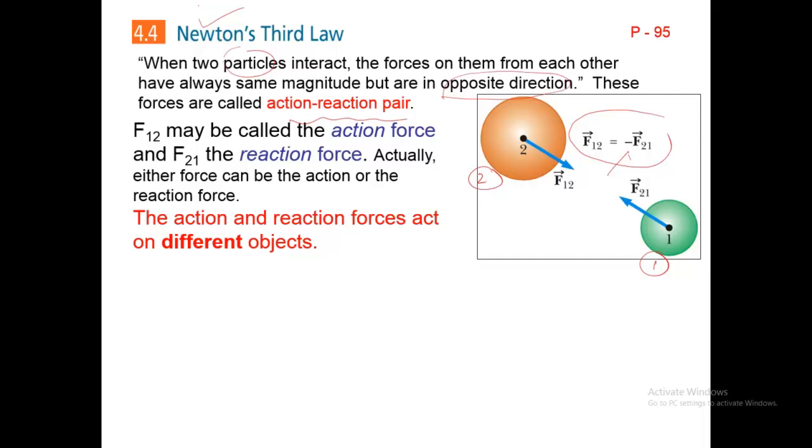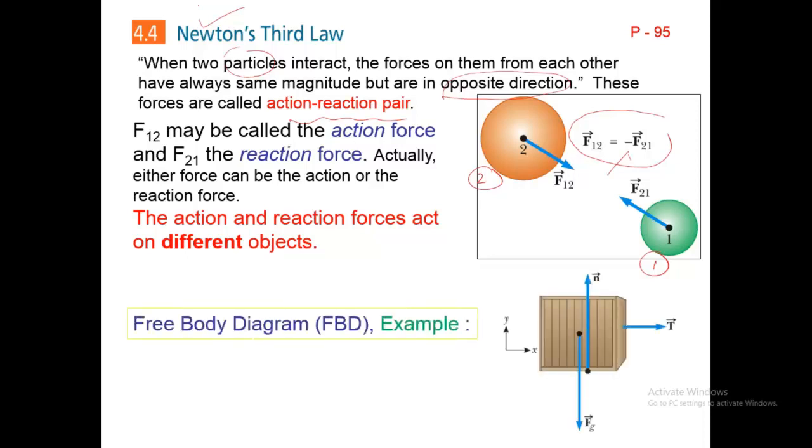So F12 may be called the action force and F21 the reaction force, as I told you. Actually, either force can be the action or the reaction. If you call one the action, the other will be the reaction. Action and reaction forces act on different objects. In this chapter, physicists always draw lines with the given information and decide the directions, because we are dealing with vectors. We call it the free body diagram.